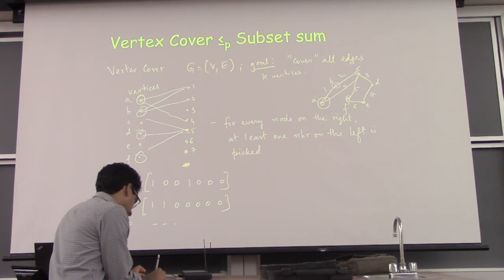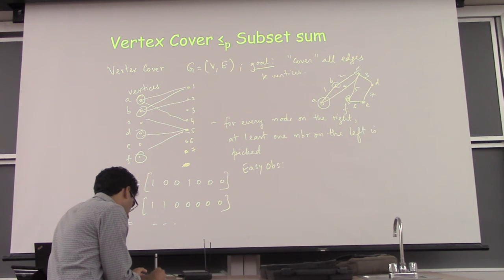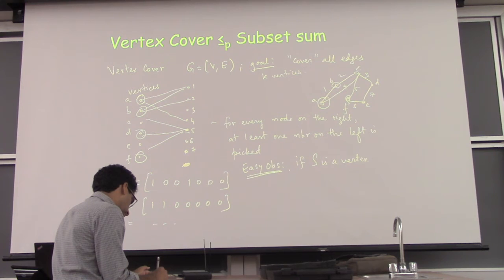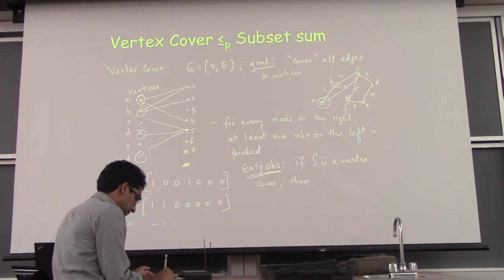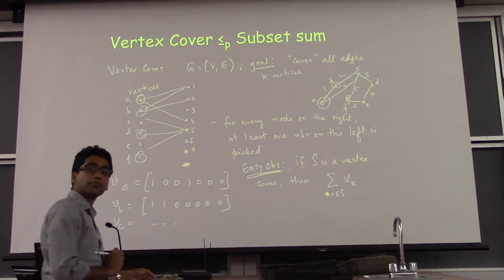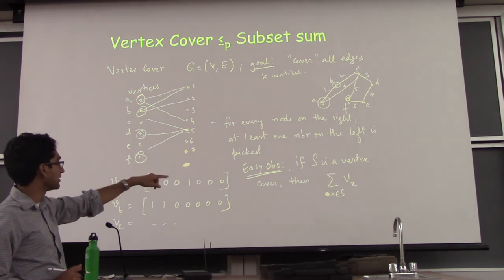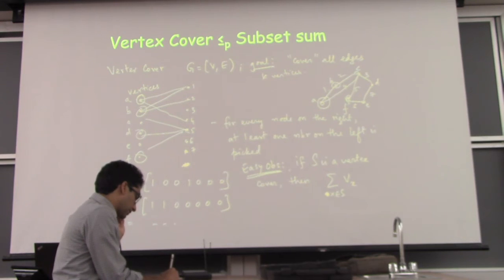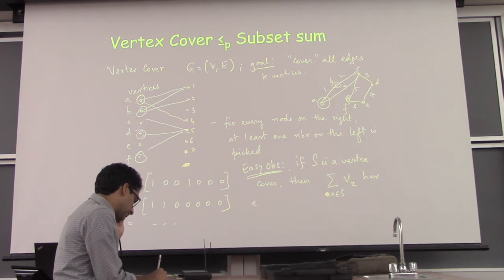So an easy observation is, if S is a vertex cover, then you look at this sum over X in S of V sub X. Okay, so I have a vector for every X and I'm summing this for all X in S. And this vector has every entry bigger than or equal to 1.